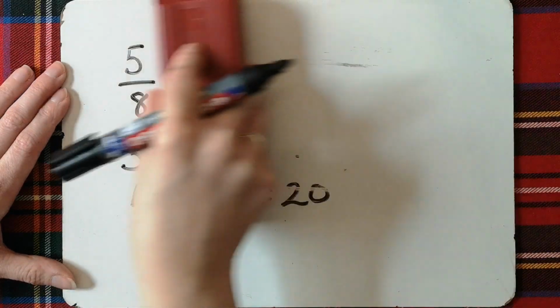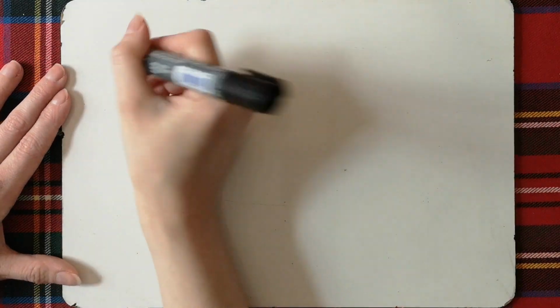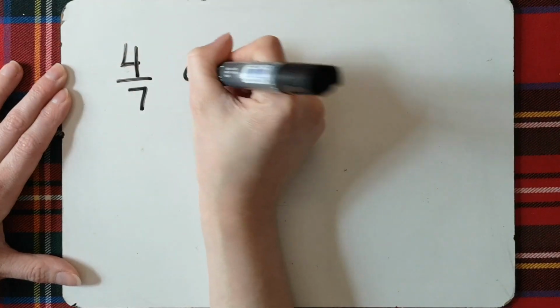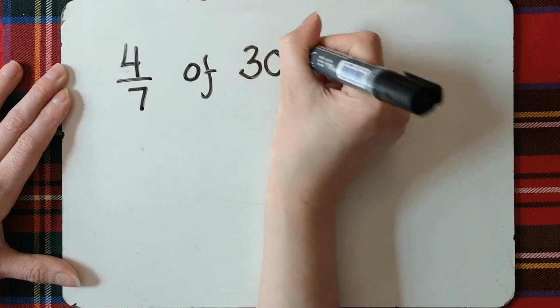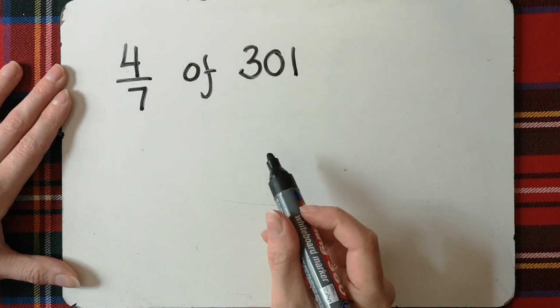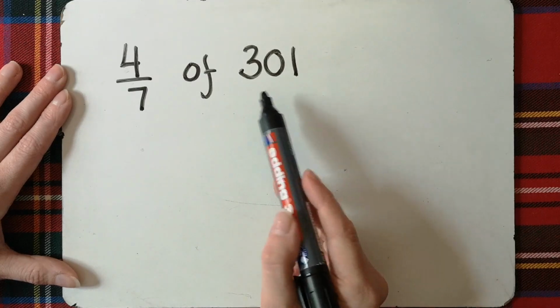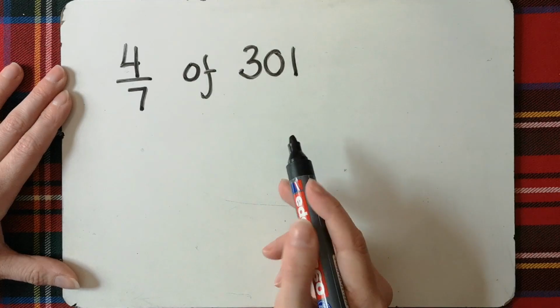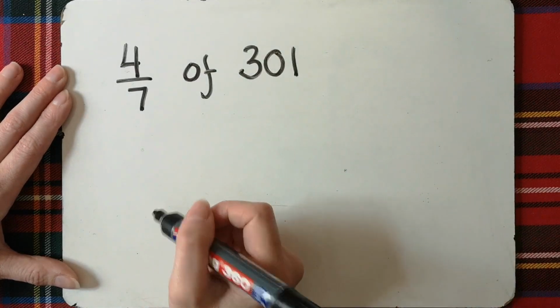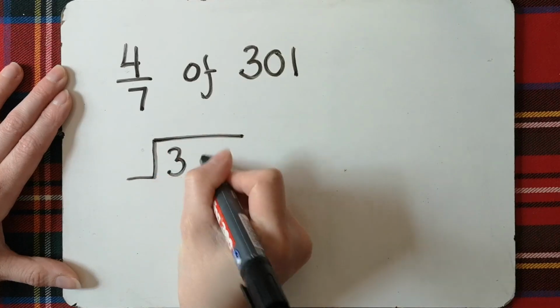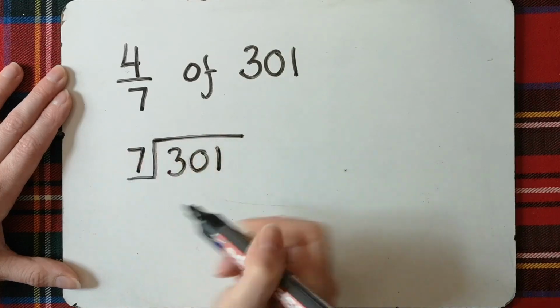We're going to have a look at one more example, which is a little bit trickier. So this time I want to find 4/7 of 301. Okay, first step is we divide by the denominator. I'm finding dividing 301 by 7 quite tricky to do in my head, so this time I will use a bus stop division method. So I want to divide 301 by 7.